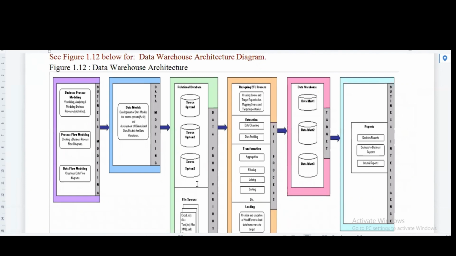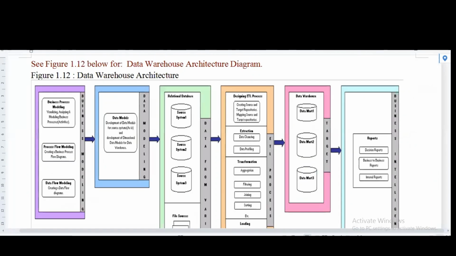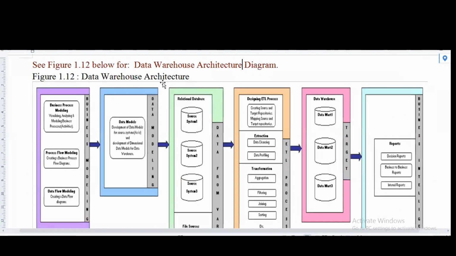I'm trying to explain what the architecture of a data warehouse actually is, and what type of architecture is behind it in our industry. Are you able to see properly? This is the data warehouse architecture. If you look at the left side, there is the business process.